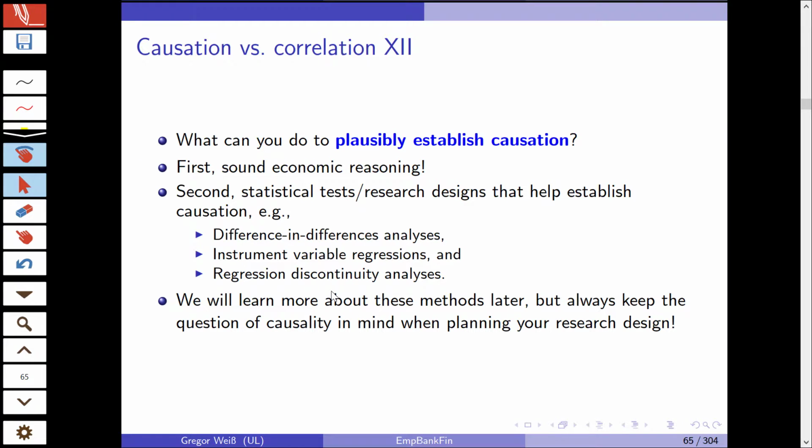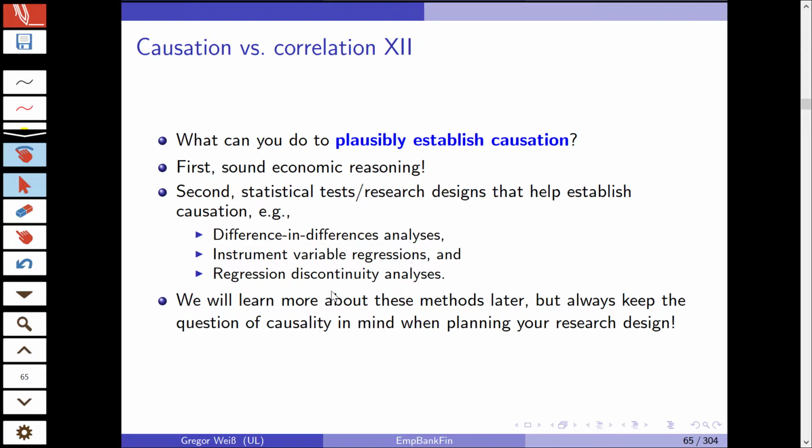Now, what can you do to plausibly establish causation? First, you need sound economic reasoning. It's always best to think about your research question, just like in this example of storks. Does it really make sense that you will find a causal relation between X and Y? In the example of storks delivering babies, any normal person would immediately say this is a myth, this cannot be true. And even if you find correlation, there needs to be something wrong with this result. So you need sound economic reasoning and a theory that guides your empirical research.